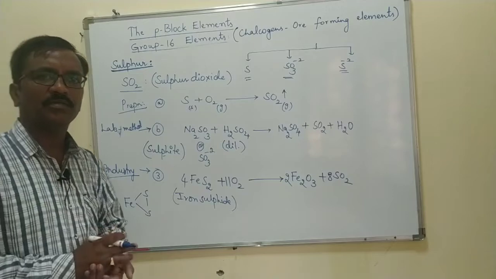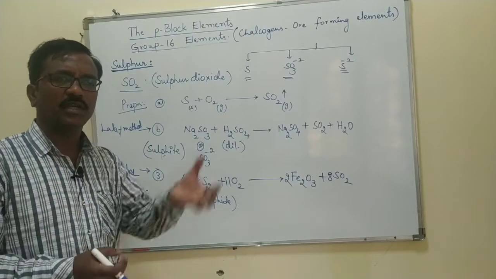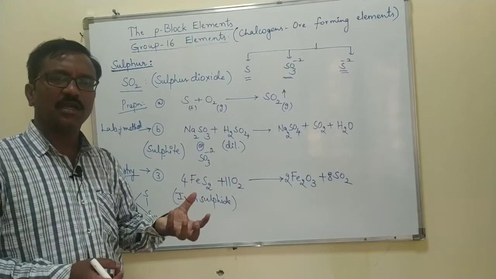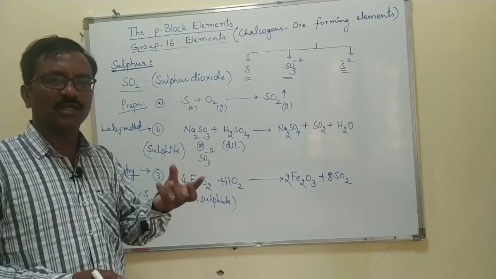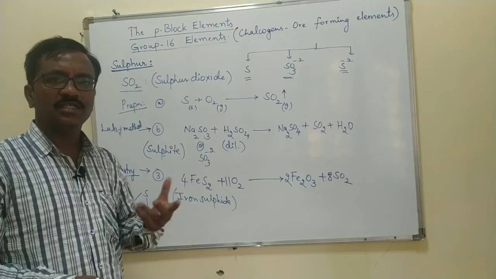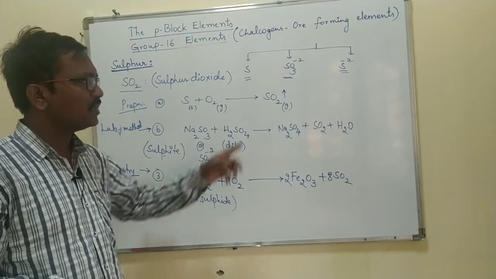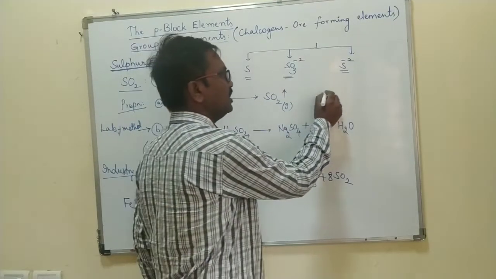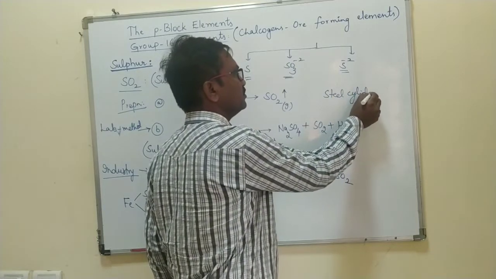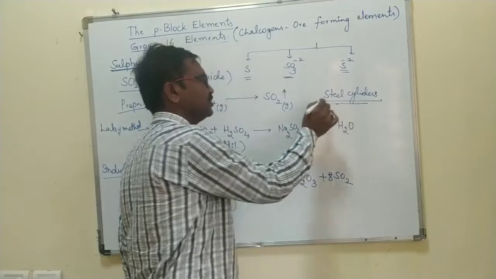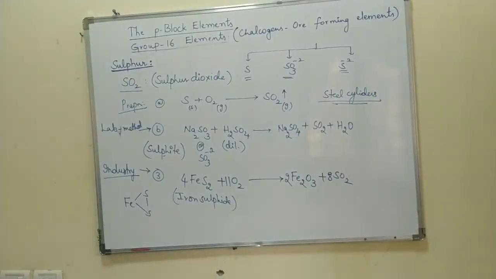How can you convert the gas into liquid? You have to cool down the temperature by applying pressure. Sulfur dioxide gas is converted into liquid. That gas is stored in steel cylinders, right? Sulfur dioxide gas is stored in steel cylinders. These are the 3 preparation methods for sulfur dioxide.